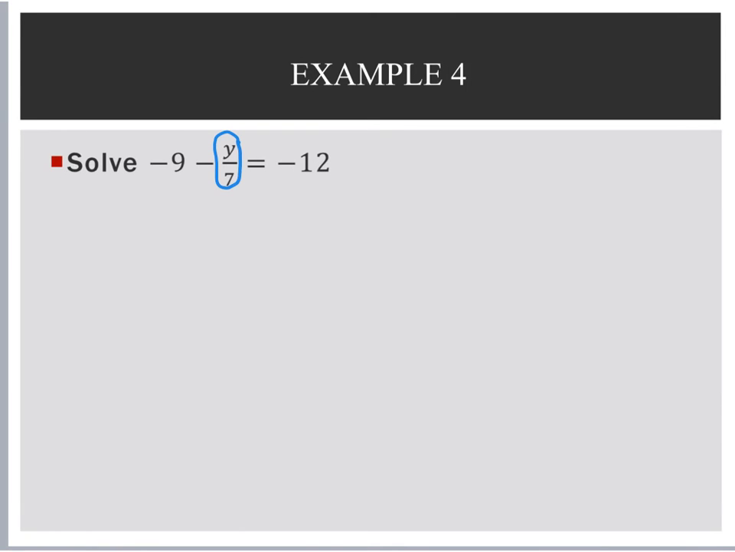I have to undo this -9. Well, -9 really means that to undo that negative, I really have to add 9. So I'm going to add 9 to undo the -9. When I add 9 to both sides, this leaves me with, please remember to bring that negative sign down, so I have -y divided by 7 equals -12 plus 9, which gives us -3.